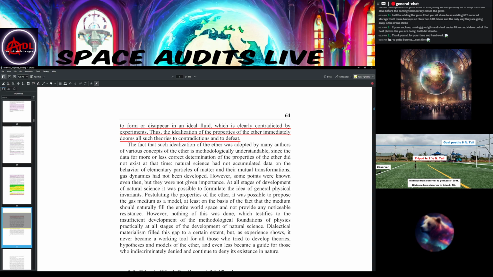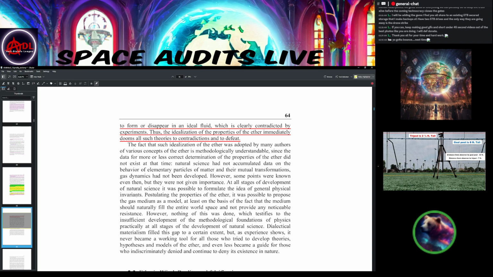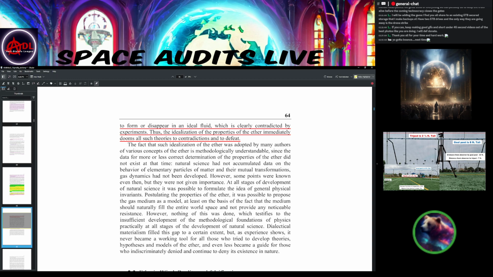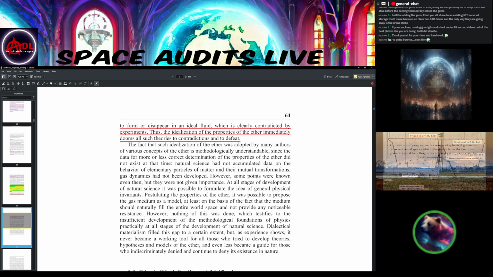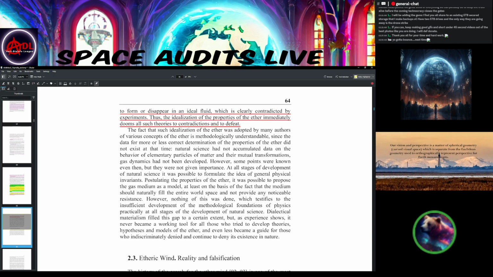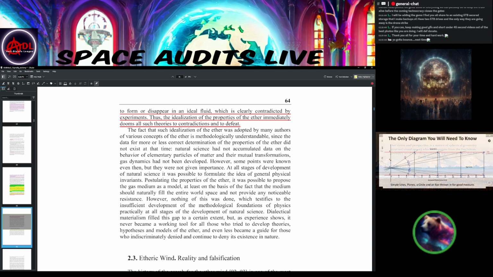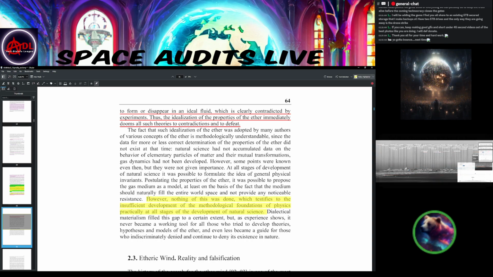At all stages of development of natural science, it was possible to formulate the idea of general physical invariance. Postulating on the properties of the ether, it was possible to propose a gas medium model, at least on the basis of the fact that the medium should naturally fill the entire world and not provide any noticeable resistance. However, nothing of this was done, which testifies to the insufficient development of the methodological foundations of physics at practically all stages of development in natural science. That's a good point.